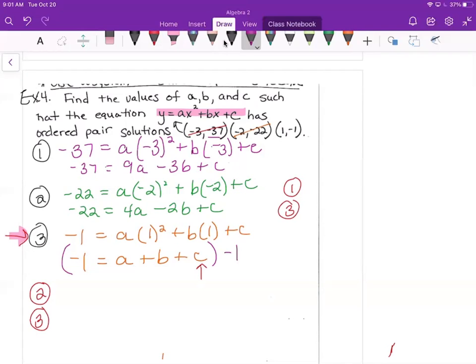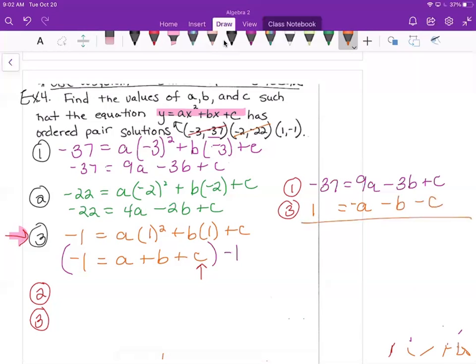So equation 1 is -37 equals 9a minus 3b plus c. We said on equation 3, we're going to multiply it by -1 first. A -1 times a -1 is a +1. And all of our variables are now going to become negative. All right, now that we've set that up, let's go ahead and do what the numbers say.